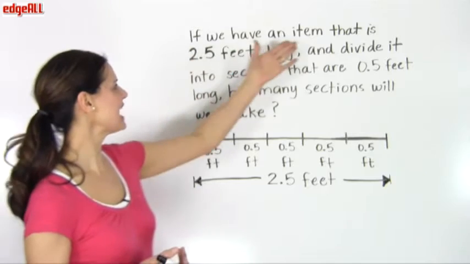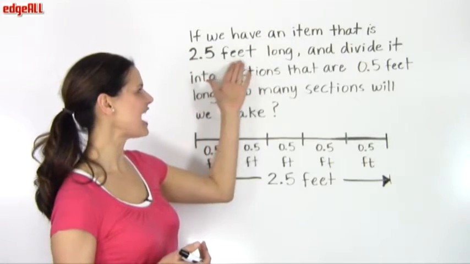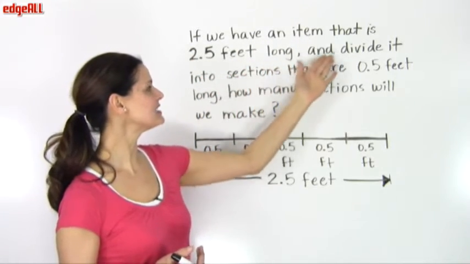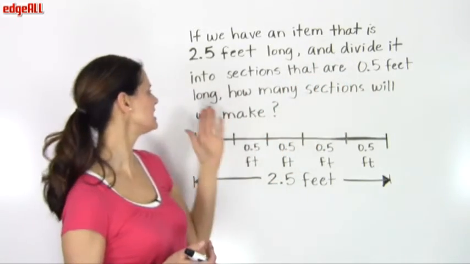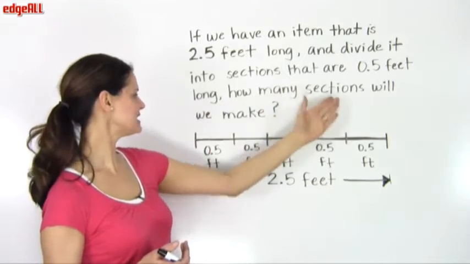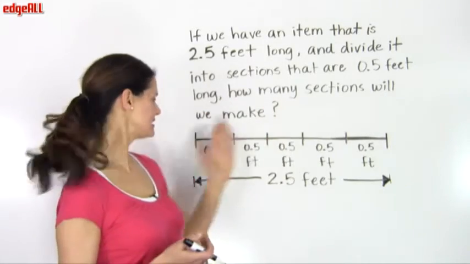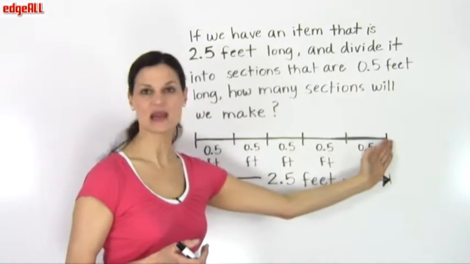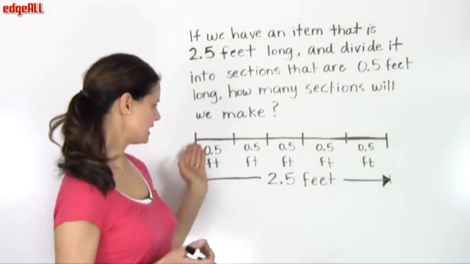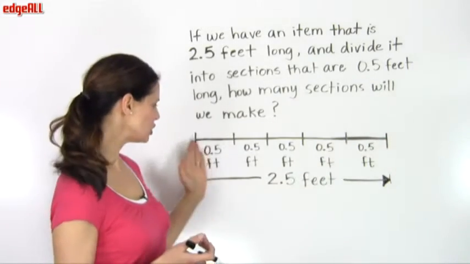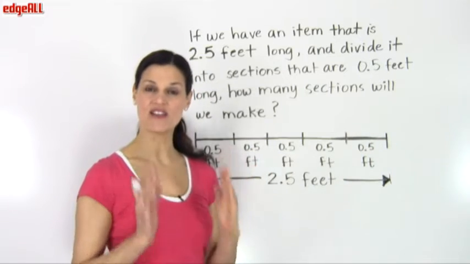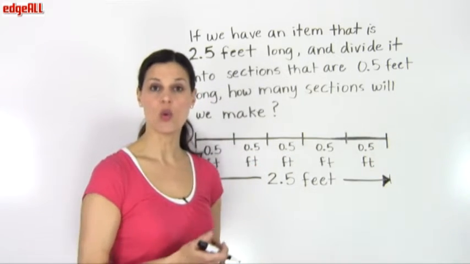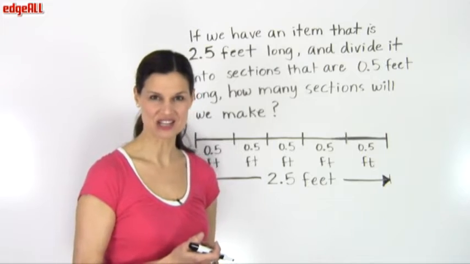If we have an item that is 2.5 feet long and divide it into sections that are 0.5 feet long, how many sections will we make? So we have an item here, say a piece of wood or a sandwich, that is 2.5 feet long, and we want to divide it into little 1/2 foot sections.